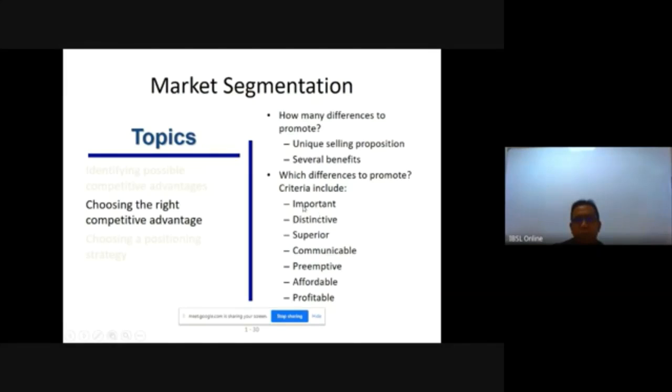Example is, if you take a customer, good customer service is important. It's distinctive to any other criteria, any other benefit. It's definitely superior. We can communicate that. It's preemptive and it's affordable. And affordable means even if you provide superior customer service, you won't charge more. So that comes as extra benefit. And ultimately, your differentiation should be profitable to you as well as to the customer.